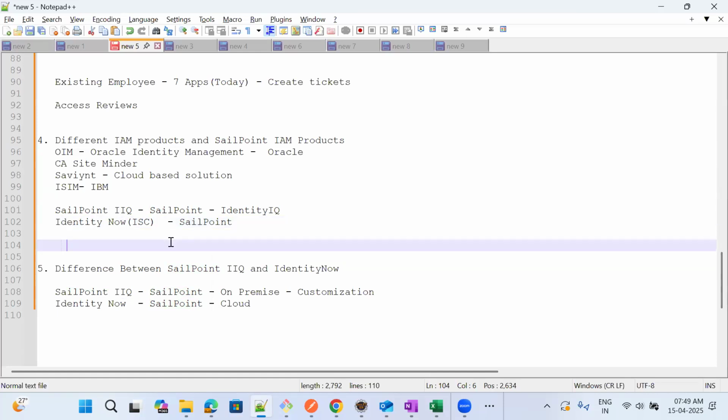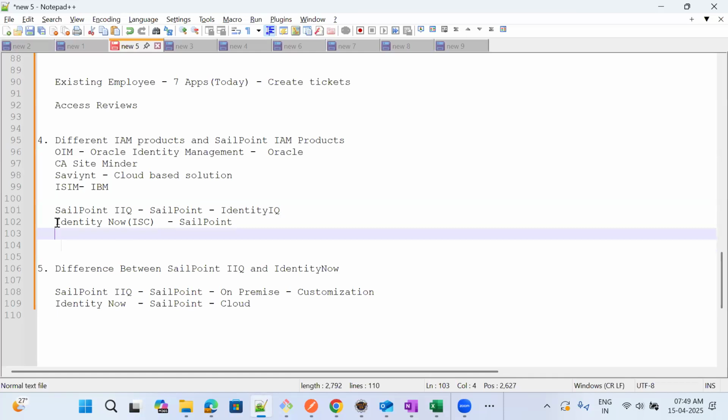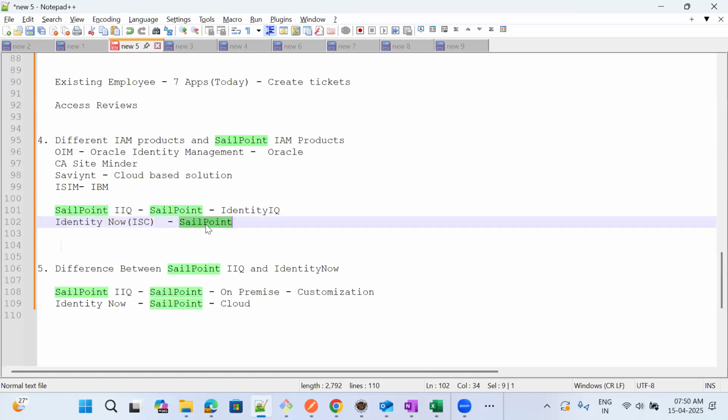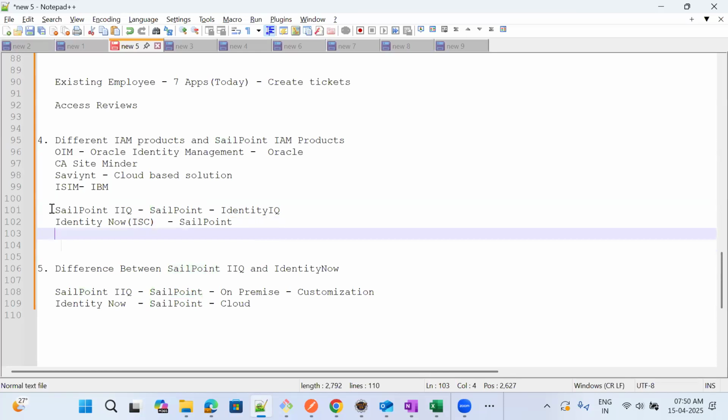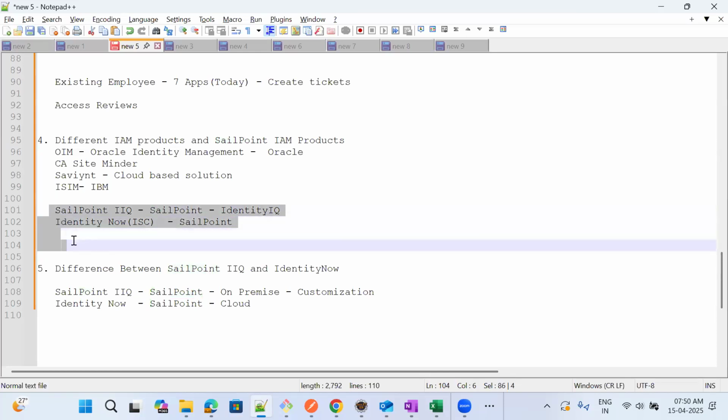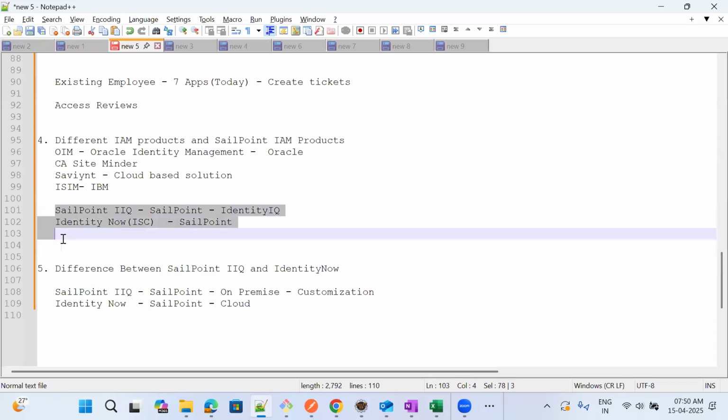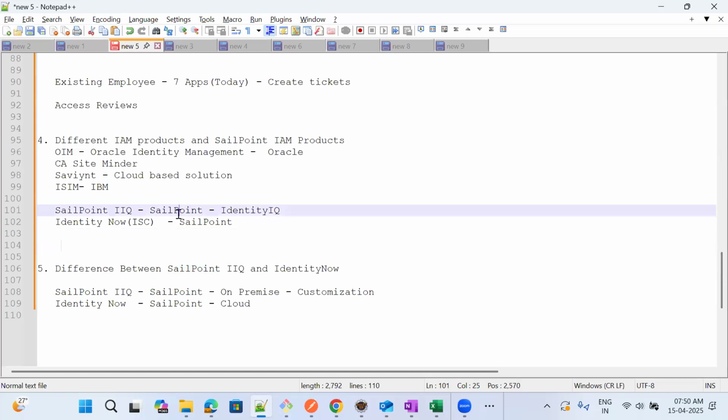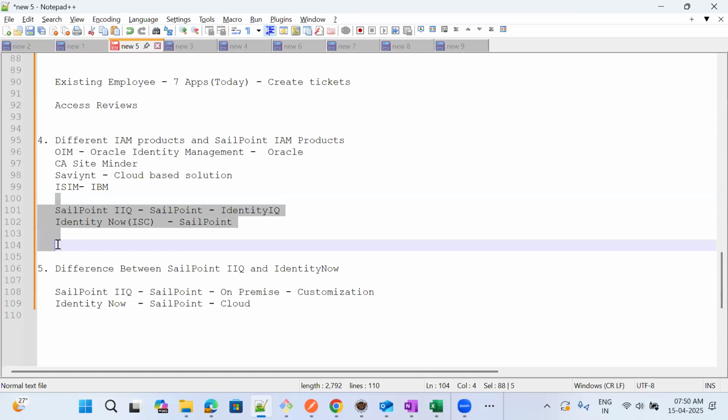Okay, so here we should have a question. We are saying SailPoint IIQ, which is our IdentityIQ, is from a company called SailPoint. And also this Identity Now is from the very same company, SailPoint. And I have also said both the tools are used for serving the same purpose. Both the tools are used for solving the same problems. If it is doing the same work and if it is from the same company, then why should we have two different tools? So obvious, right? Why do we need to have two different tools if it is doing the same job?